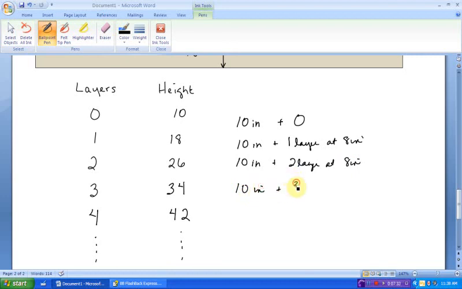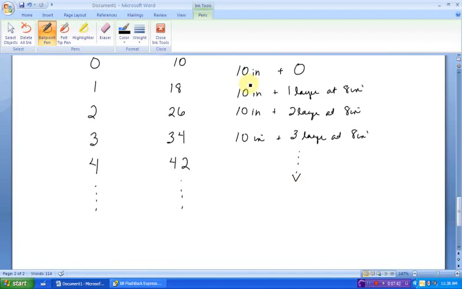Now, suppose I want to translate this pattern into words. This is all equal to the height for 1 layer, for 2 layers, and so forth. So the height of the wall is going to be 10 inches plus so many layers at 8 inches each.